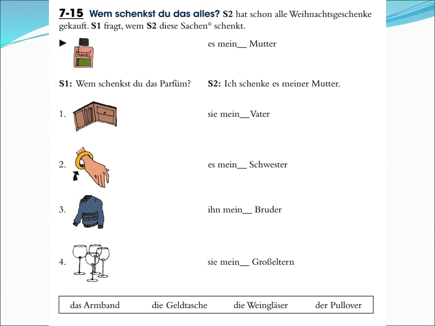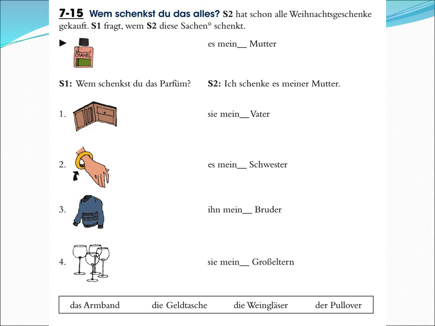As your examples, you're looking at buying people holiday presents, and you're asking, wem schenkst du das Parfum? Who are you buying that perfume for? And you tell them, ich schenke es meiner Mutter. I'm buying it for my mother. The es is your pronoun referring back to das Parfum, just like in English, I'm buying it. Meiner Mutter, that's your dative for my mother.